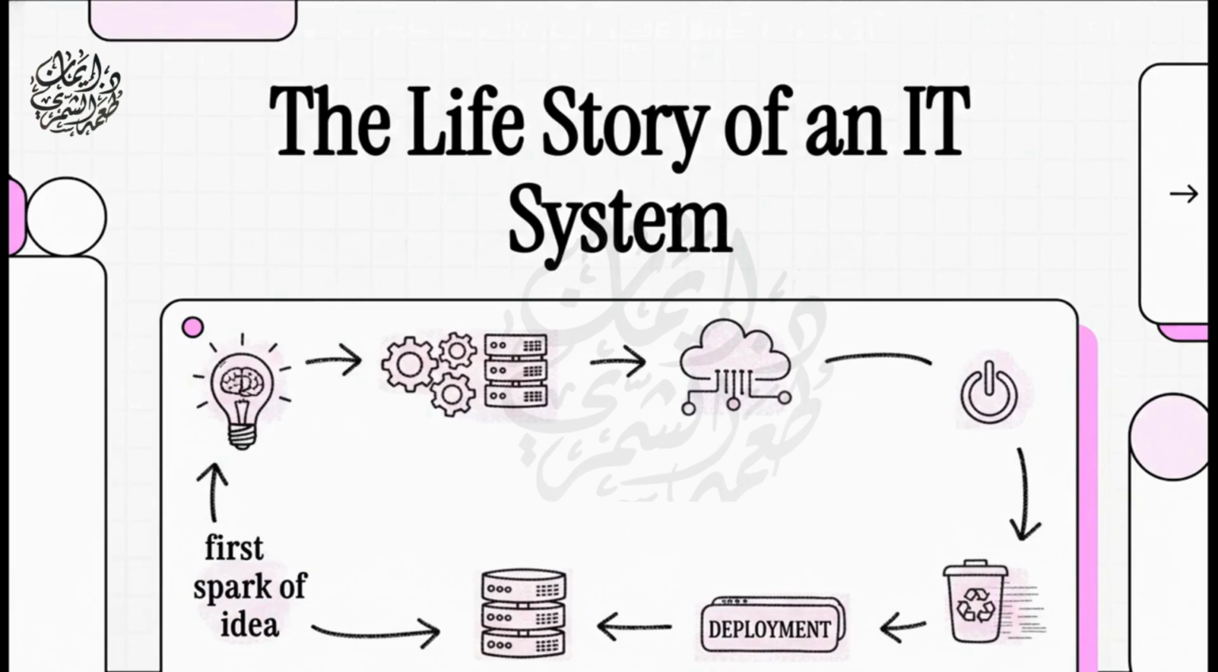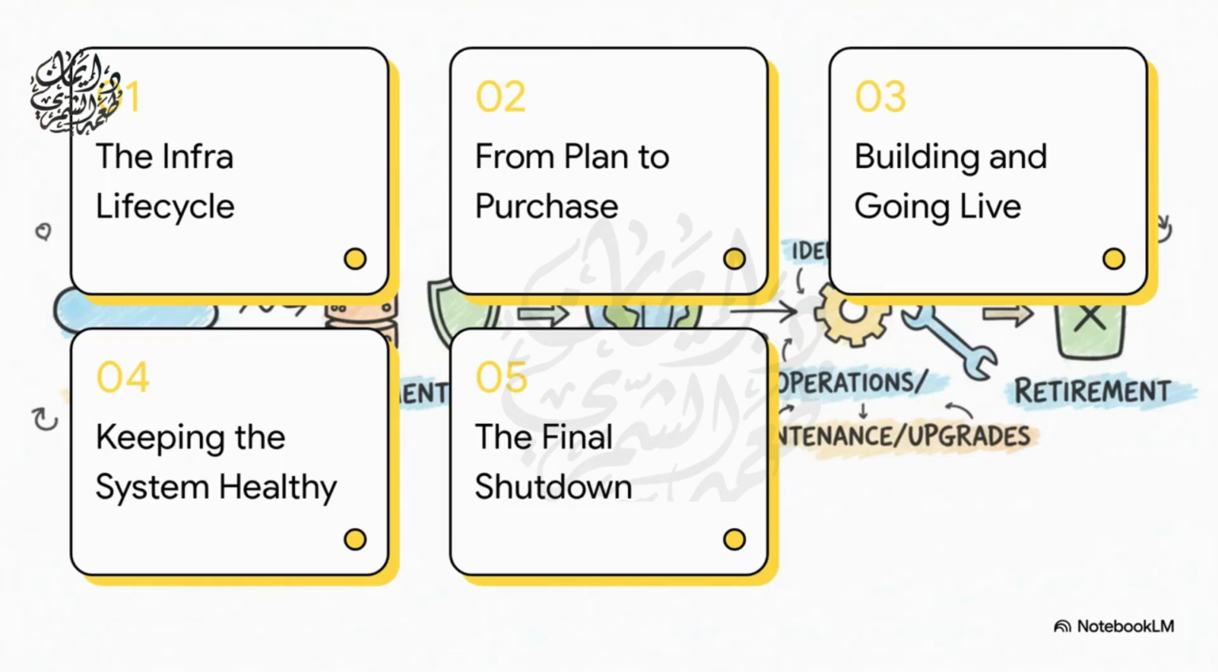So that's what we're going to do. We're going to trace the entire life story of an IT system, from that first spark of an idea to its final shutdown. It's a pretty fascinating journey that we call the infrastructure life cycle. All right, so here's our roadmap. First, we'll get a quick overview of the whole life cycle. Then, we'll dive into how it all begins, with planning and purchasing. We'll see it go live, then we'll cover its long life and maintenance, and finally, we'll watch its planned retirement.